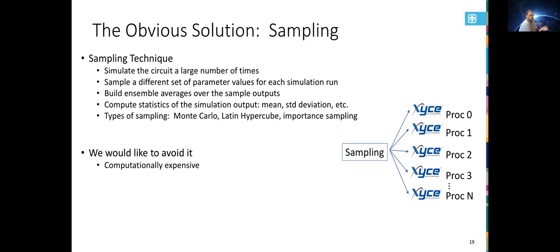There are lots of types of sampling: Monte Carlo, Latin hypercube, importance sampling, but they're all the same idea in a sense. You're changing parameter values and running your simulator many, many times. That's pretty easy to understand, and if you have a mature simulator, that's a nice way to go. But one drawback is that it's computationally expensive, and so for a lot of reasons, you might want to avoid it.